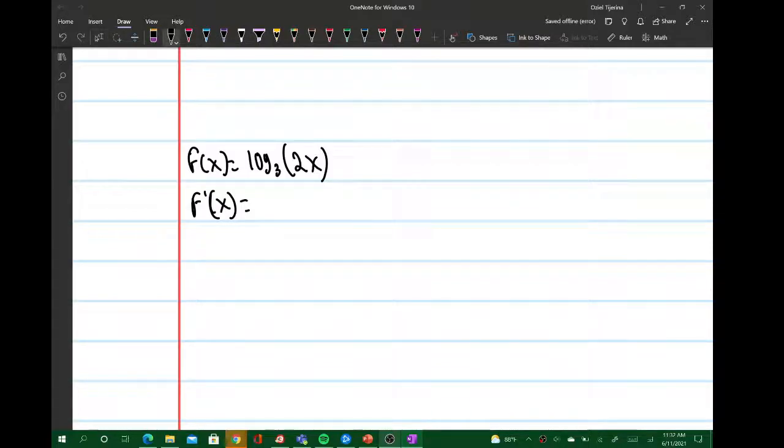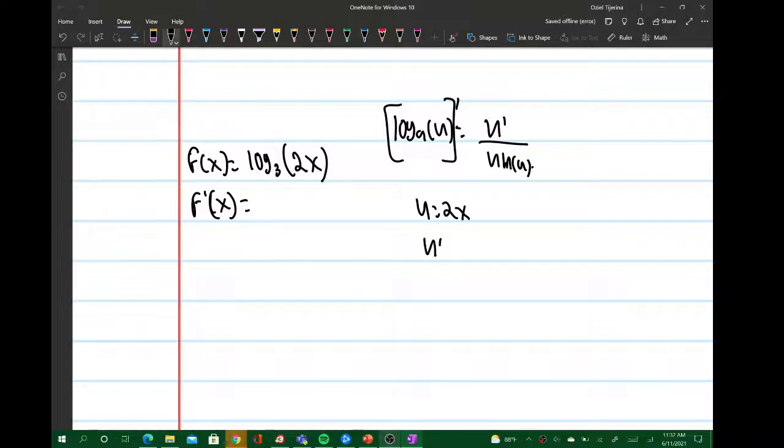So basically, f prime of x for this one. So remember, log base a of u, the derivative is really just u prime over u ln of a. Okay, now what is u prime? u is equal to 2x, right? So what is u prime? u prime is just 2.